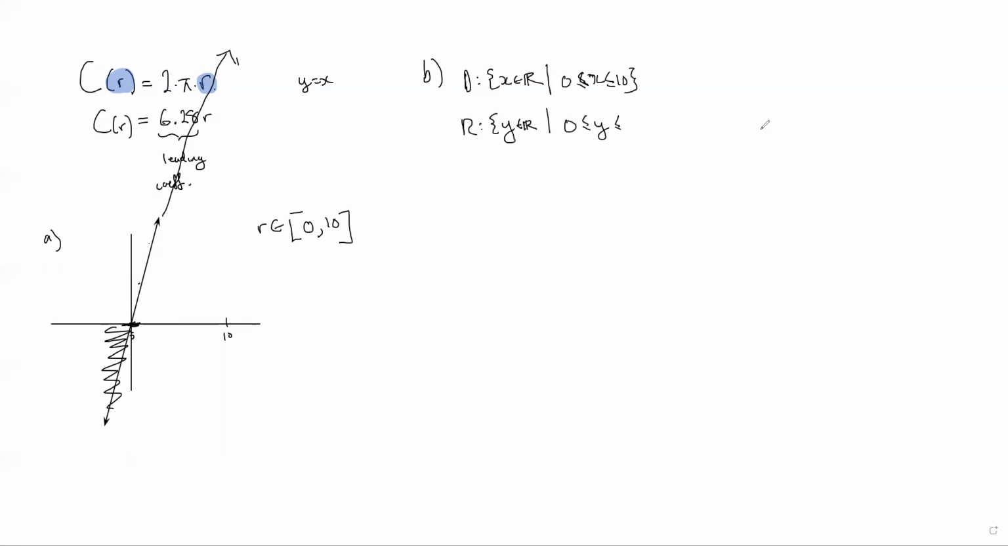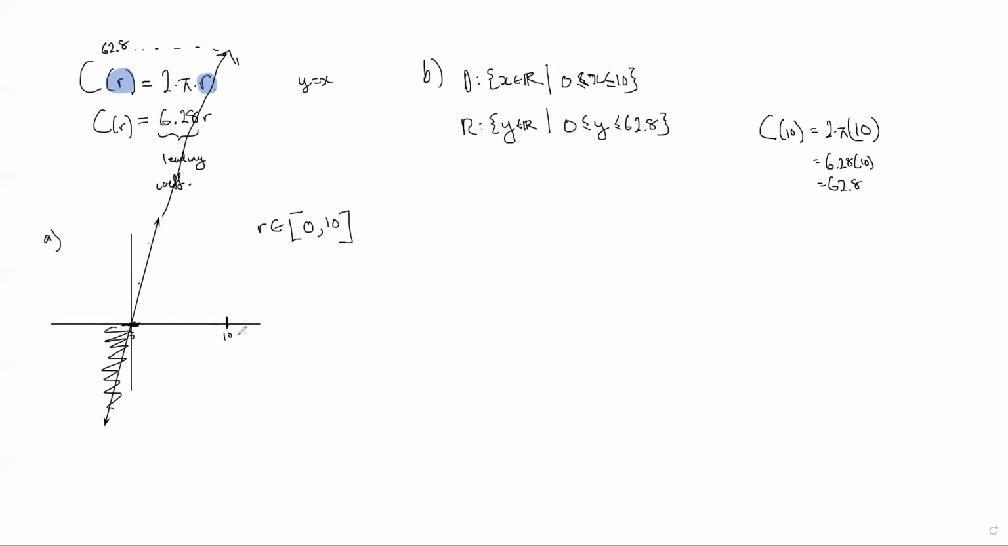What is the circumference when the radius is 10? Well, that's going to be 2 times pi times radius, which is 6.28 times 10. The circumference is approximately 62.8 kilometers. So it's going to be about 62.8 kilometers. Okay, that's how high this goes. This is going to be 62.8 when the radius is 10 kilometers.